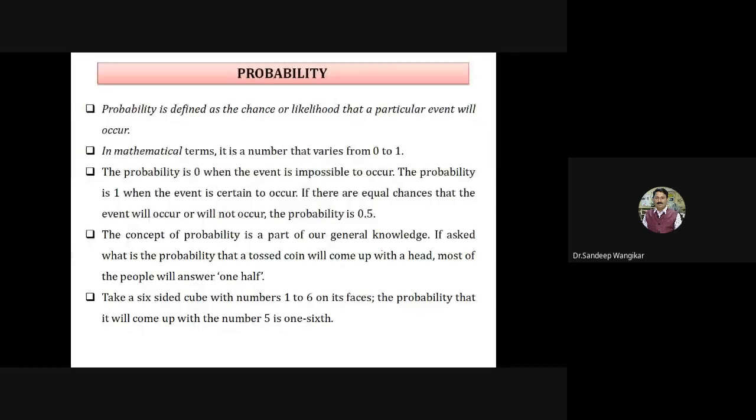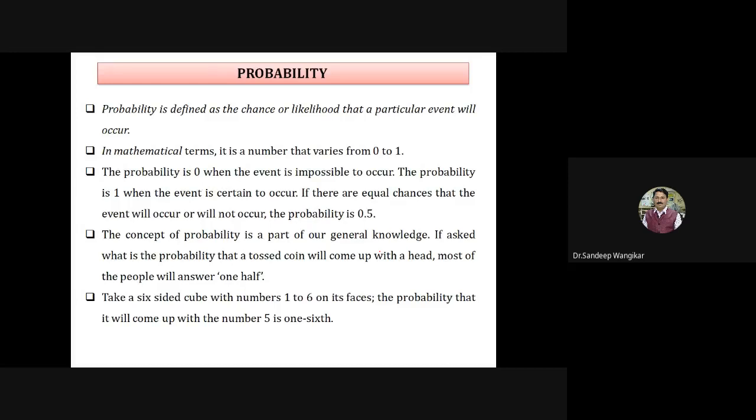It is 100%. So 0 means 0% and 1 means 100%. Sorry, it is given as a number. And when there are equal chances that this may happen or that may happen, it is 0.5.